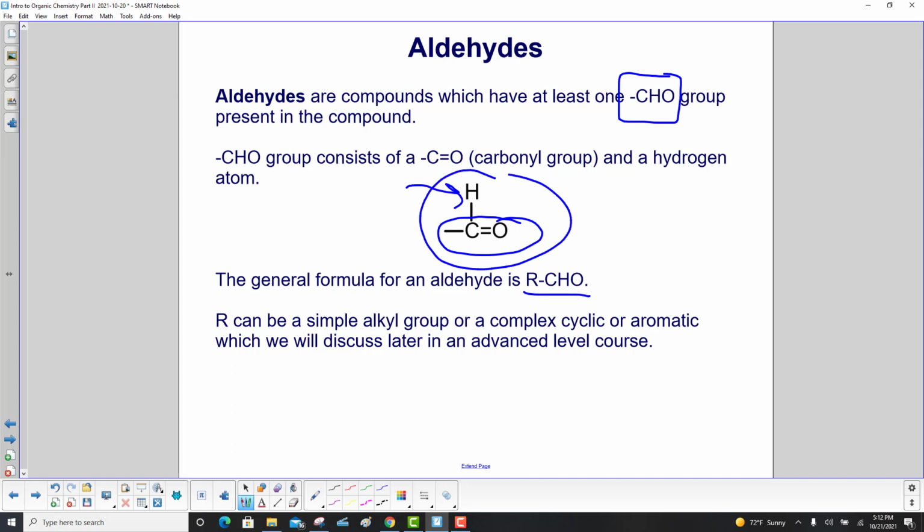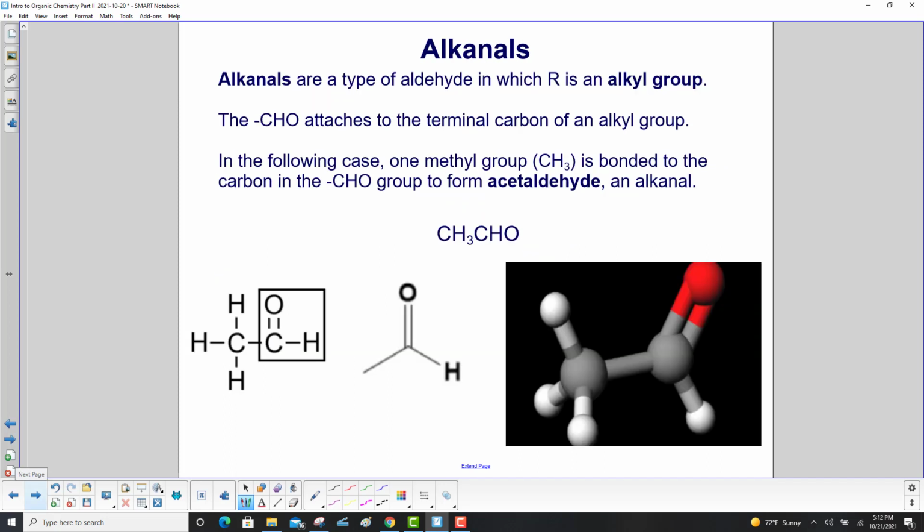But let's look at aldehydes here. Alkanals, which we'll talk more about now, are a type of aldehyde in which the R is an alkyl group. The CHO attaches to the terminal carbon, that's the last carbon of an alkyl group. In the following case, one methyl group, CH3, is bonded to a carbon in the CHO group to form acetaldehyde, an alkanal.